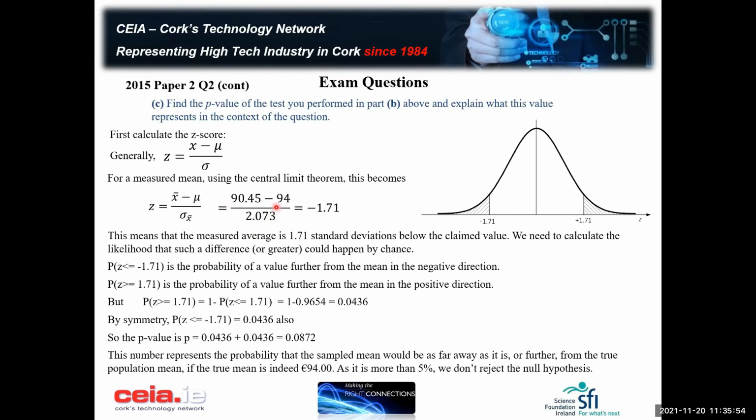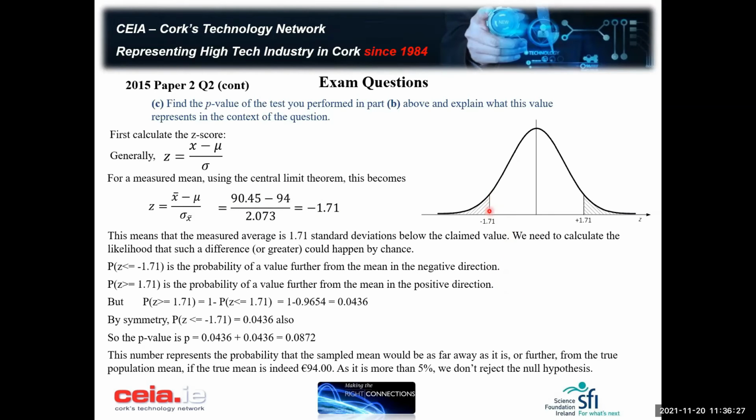So we subtract our stated value 94 from our measured mean, divided by the standard deviation of the means. We get minus 1.71. So Z is minus 1.71.